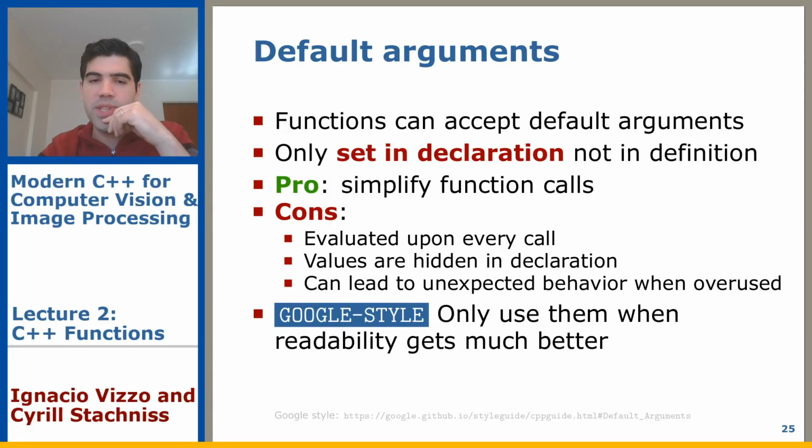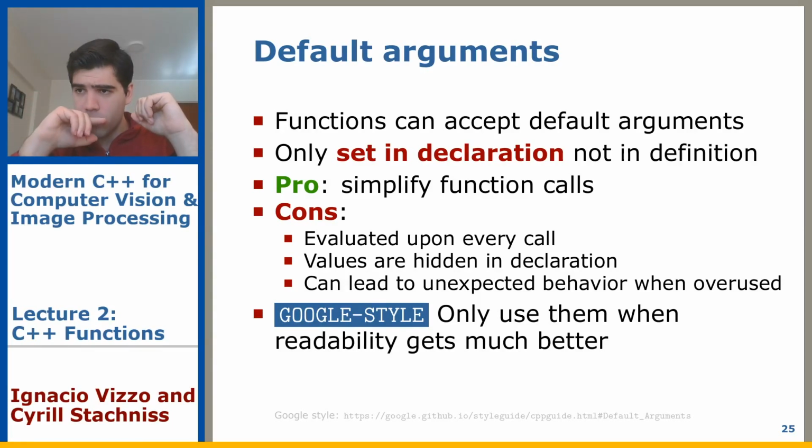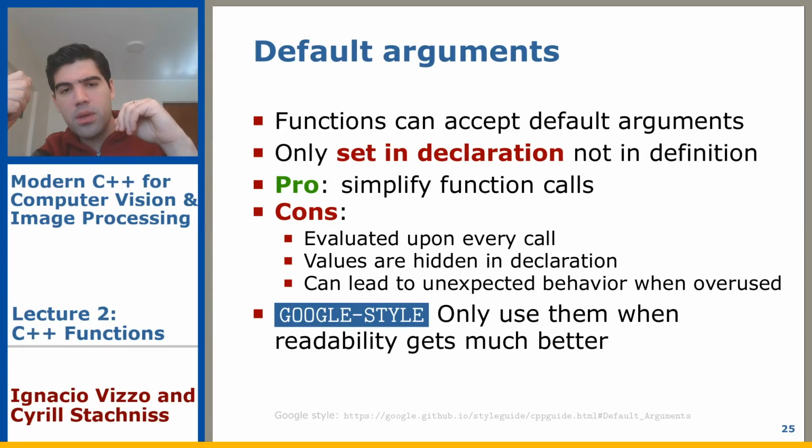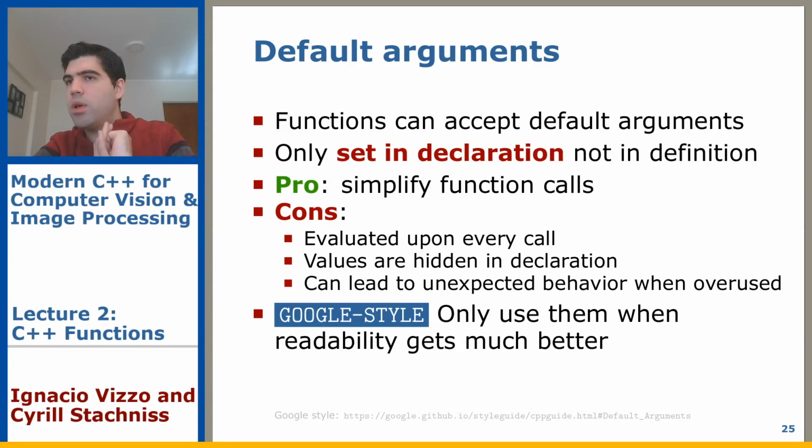And then with these arguments, you can add default arguments. When you declare the function, you can say, okay, this particular argument will have a value, even if you don't give me the argument. The pro is that you can simplify function calls. Like I know this argument should always be some number, unless the user of the function gives me a number. But the con is that these are evaluated upon every call of the function, and the values are actually hidden in the declaration. And of course it can lead to unexpected behavior when overused. So again, this is easy to use, but it's really easy to misuse.